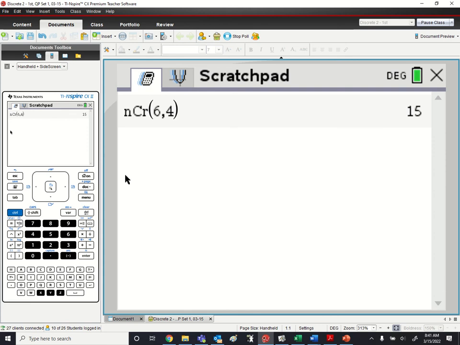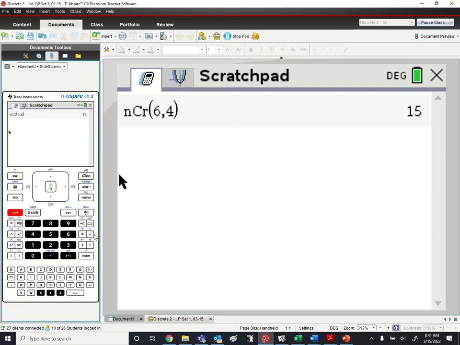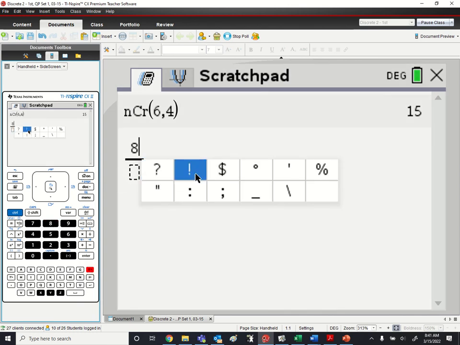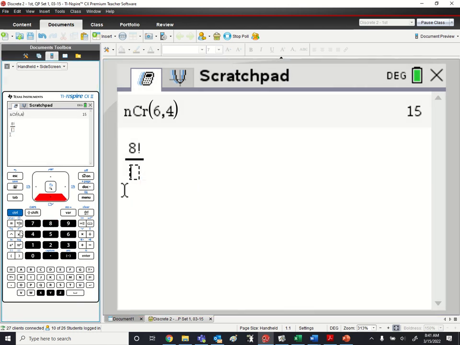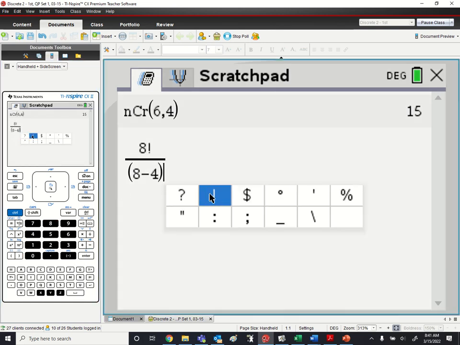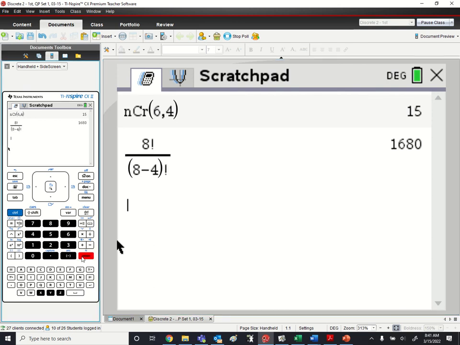So, by hand, I said Control Divide, set that up. 8 factorial. Here's my factorial. Over, open, 8 minus 4, close. Then my factorial again. We should all come up with 1680, right? Okay, good. So that comes out to be 1680.